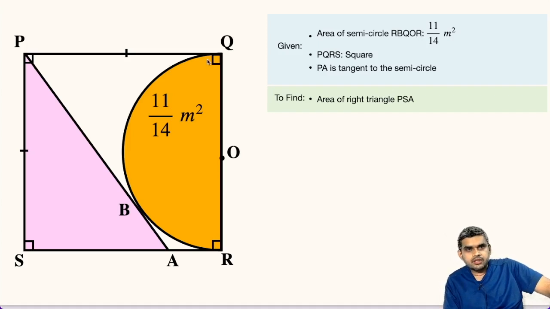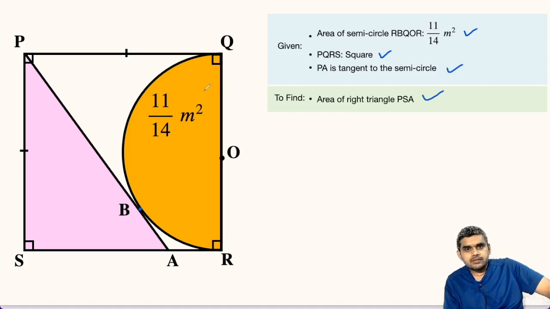In the figure shown, we have a square PQRS and a semicircle whose area is given as 11 by 14 meters square. Also, PA is tangent to this semicircle at point B, and we are asked to find the area of right triangle PSA.